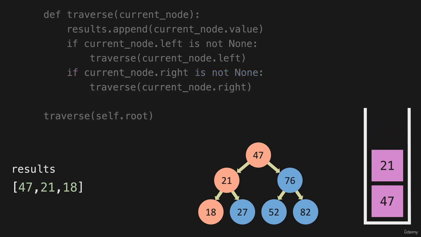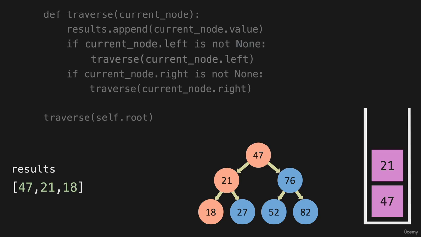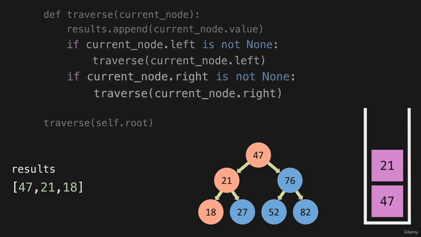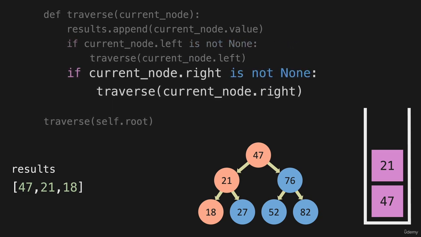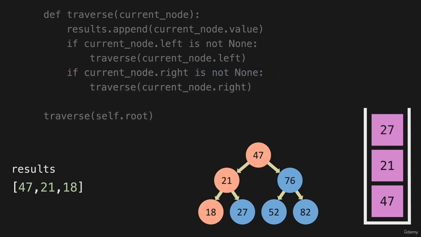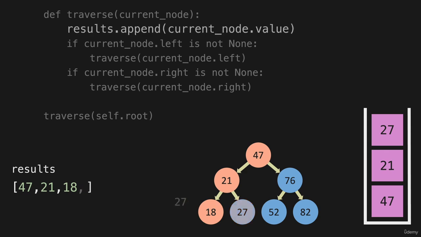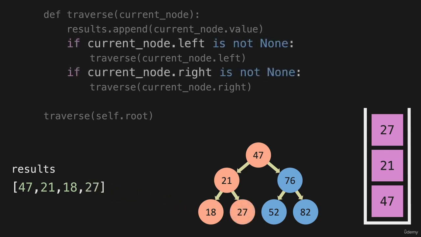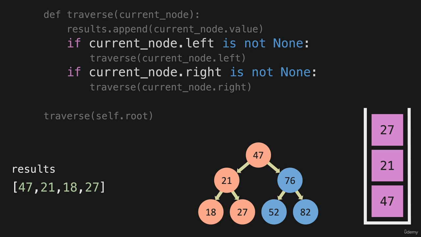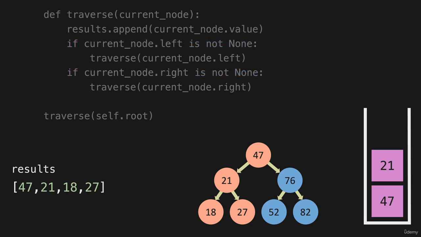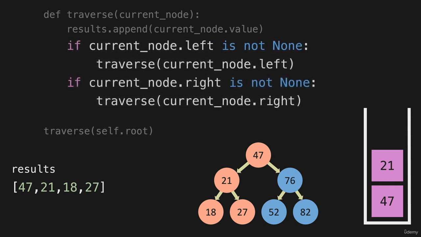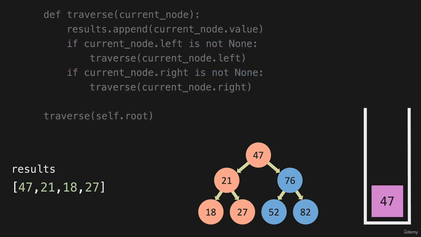Now the 21 is at the top of the call stack again. It's already gone left. Now it needs to go right. So the node on the right of the 21 is the 27. First thing we do is we append that value to our results list. The 27 is going to look left. It's going to look right. There are no child nodes to the 27, so now we can pop that from the call stack. Now the 21 is the top of the call stack again. It has gone left. It has gone right. And now we can pop that from the call stack.